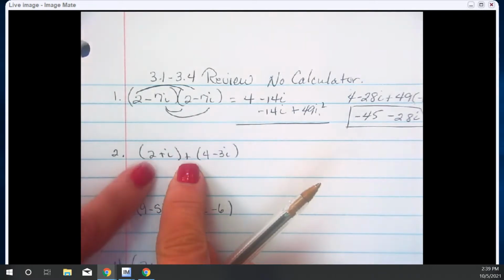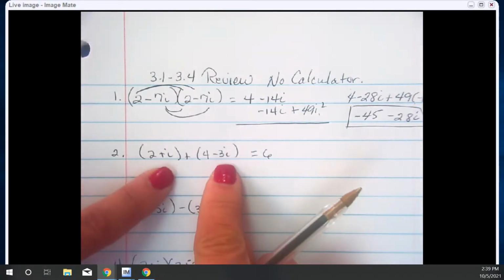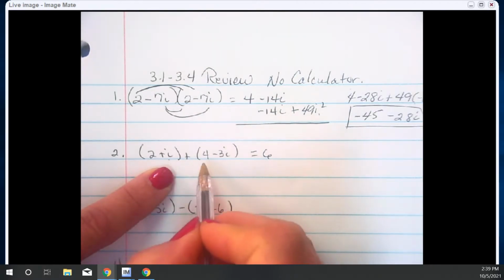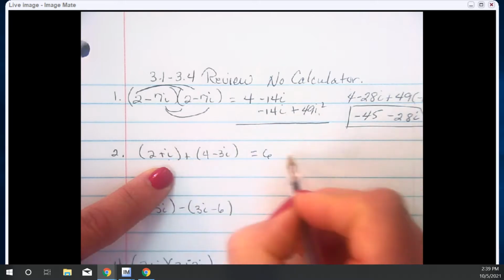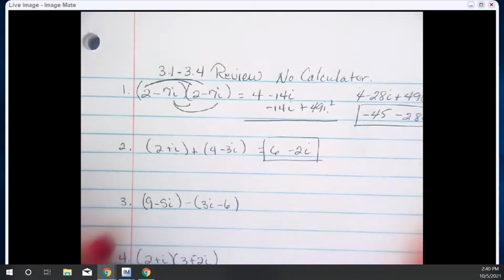Problem 2 is just a combining problem. You combine the real number parts. 2 plus 4 is 6. Combine the imaginary number parts. Remember, this is just like an x, 1x. So negative 3 plus 1 is a negative 2i, and you're finished.